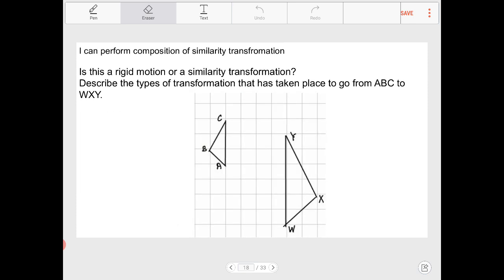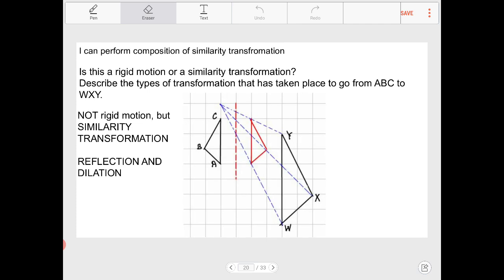How do we go from ABC to WXY? Is this a rigid motion? Pause the video and see if you can answer the question. Upon inspection, ABC to WXY are not even the same size, so absolutely not. This is not a rigid motion. However, how do we go from ABC to WXY? It looks like there's going to be a reflection happening, and then after a reflection, perhaps a dilation. So we're going to reflect, and then we'll dilate.